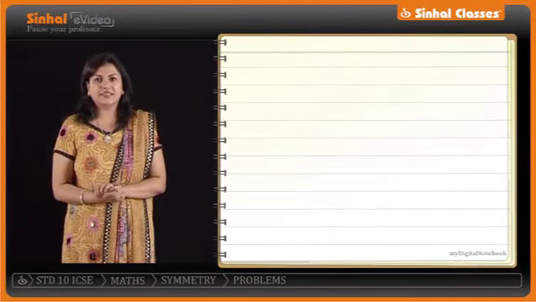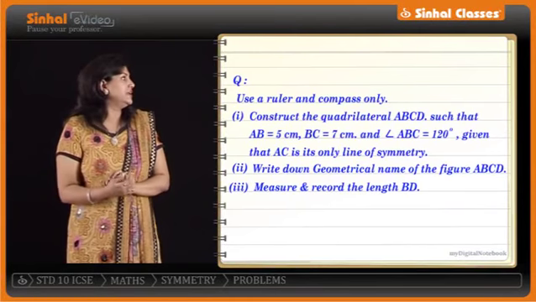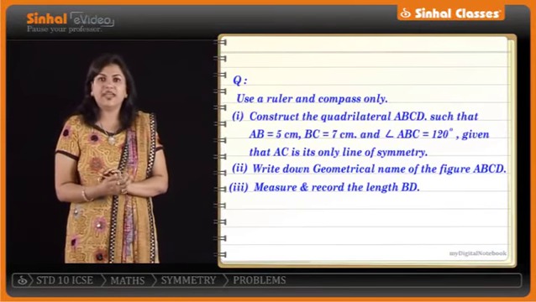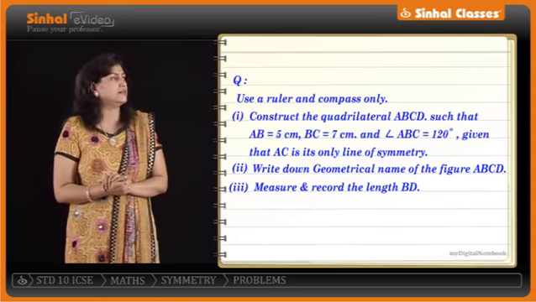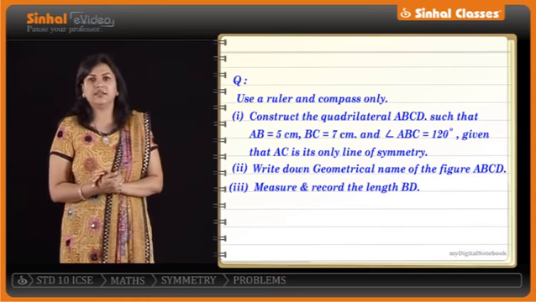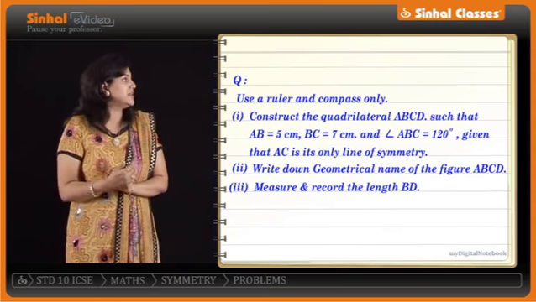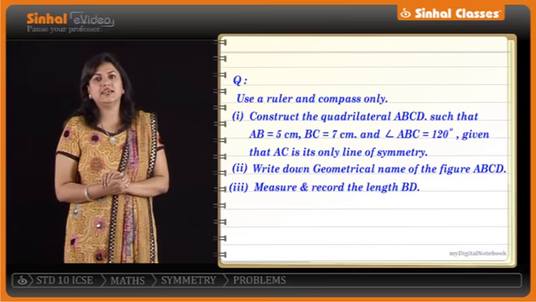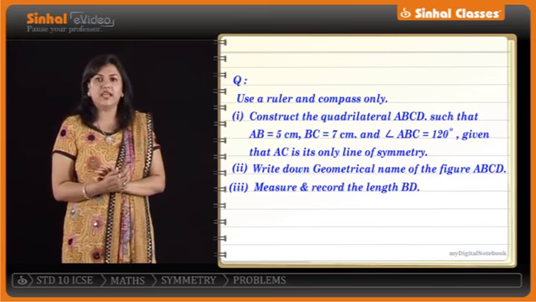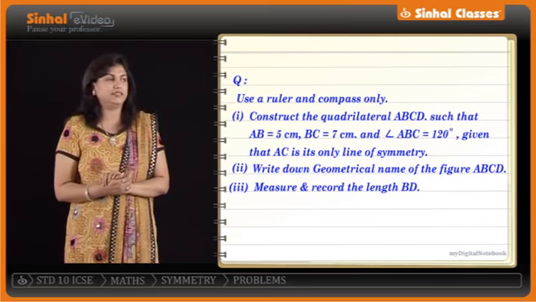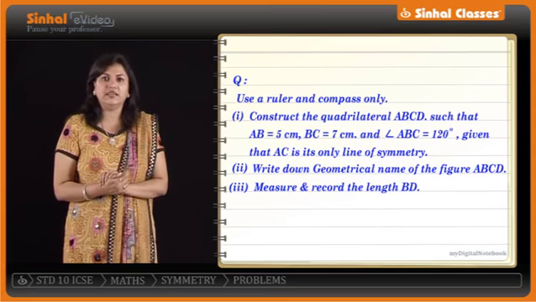Now let's look at our next problem. Use ruler and compass only. Construct the quadrilateral ABCD such that AB is 5 cm, BC is 7 cm and angle ABC is 120 degrees. Given that AC is its line of symmetry. Write down the geometrical name of the figure ABCD and also measure and record the length of BD.